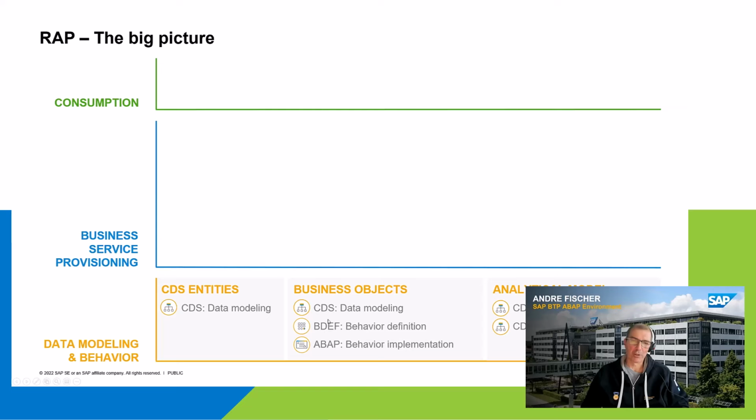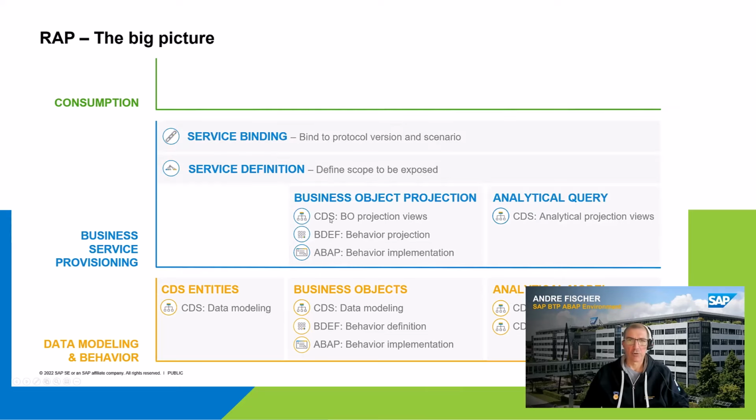Behavior definition is done on CDS level, and it's even possible to build analytical models. And on top of this, we have a projection layer, so that allows us to reuse an existing object and to build a specific projection view on the CDS level, but also on the behavior definition level. That means you could define whether a certain action or whether a create is possible in your service at all, which is maybe possible in your business object, but you would build a service that would, for example, not allow to create certain data, but only update data.